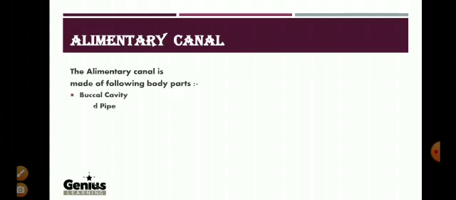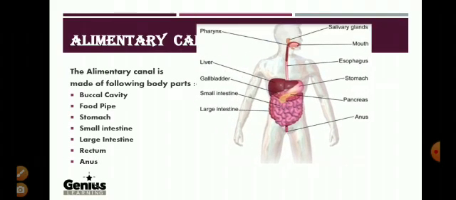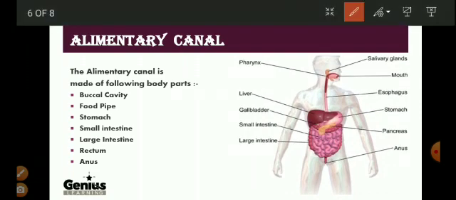The alimentary canal. The alimentary canal is made of the following body parts: buccal cavity, food pipe, stomach, small intestine, large intestine, rectum, and anus. Now, this is the diagram of the alimentary canal, and these are the parts of the alimentary canal.